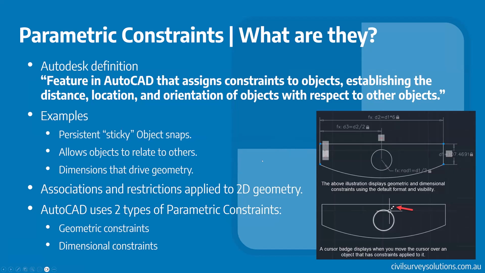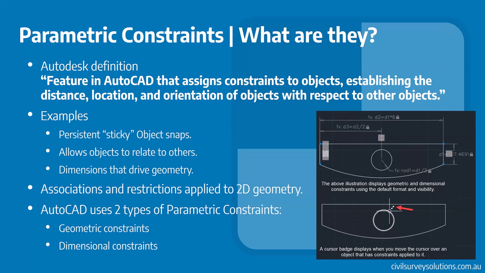Examples of this: when we're working with AutoCAD, we can snap to objects in our drawing, so endpoints, midpoints, and things like that. When we're using constraints, we have things called sticky object snaps. So if you've set a snap to be perpendicular in parametrics, they will stay as perpendicular. You won't have to reset the O snaps or anything like that. Those object snaps will be remembered.